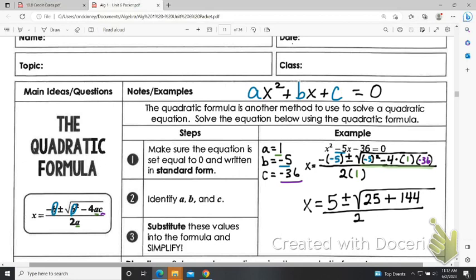And then in the top, x is equal to 5 plus or minus the square root of 169 over 2. Well, the square root of 169 is 13. Yes, it's a nice perfect square. So when we find the square root, we're going to split it into a plus situation and a minus situation. So then I could say that x is equal to 5 plus 13 divided by 2. x is also equal to 5 minus 13 divided by 2.